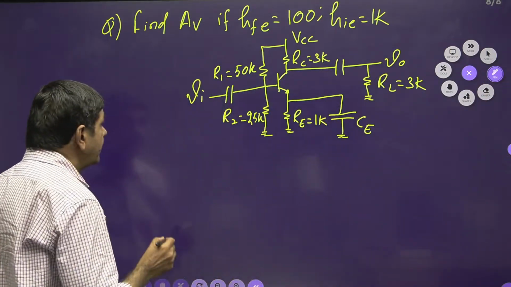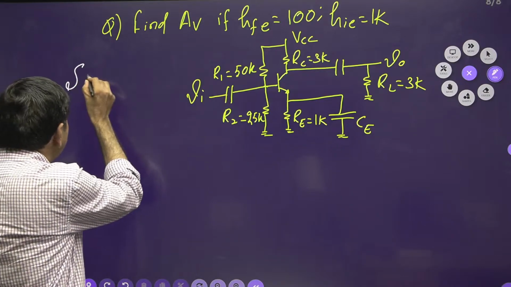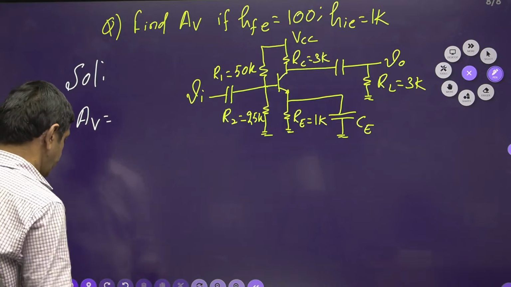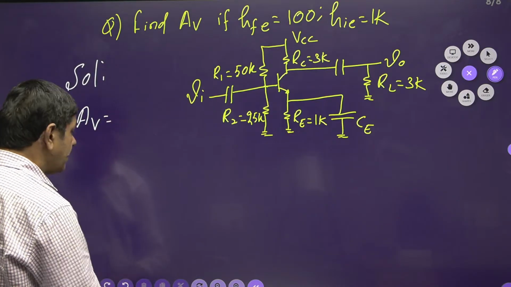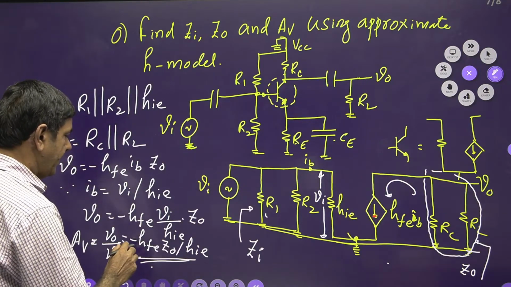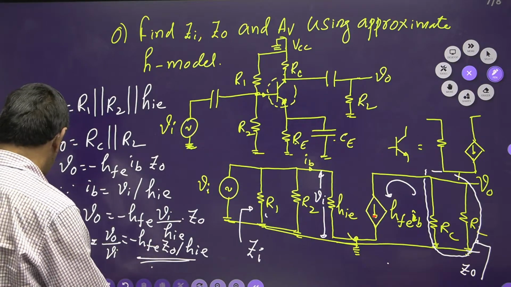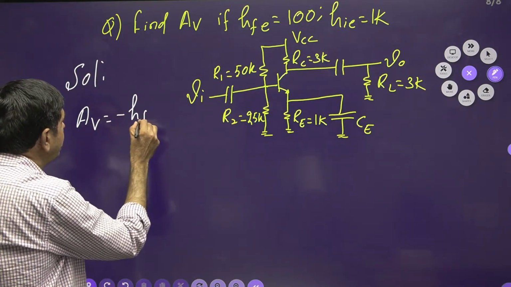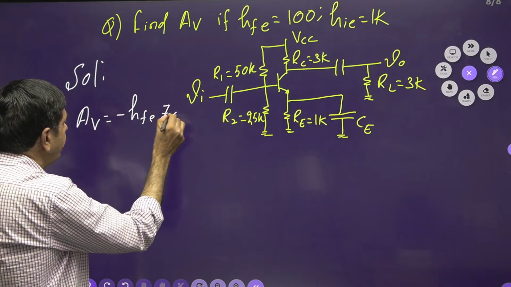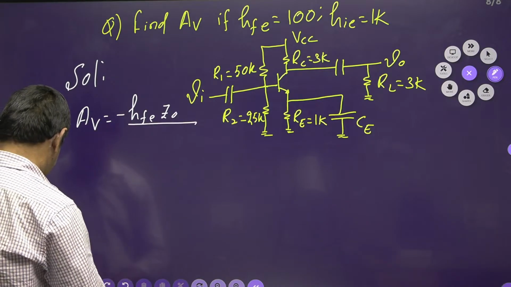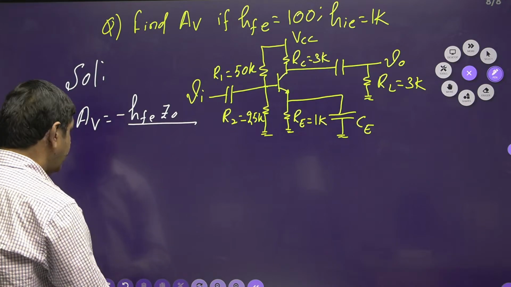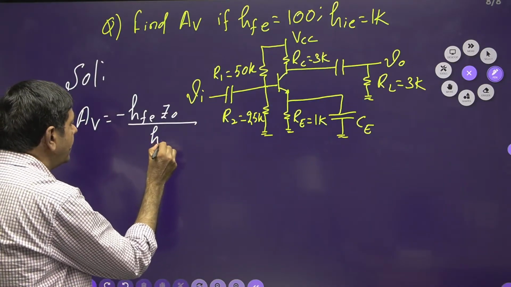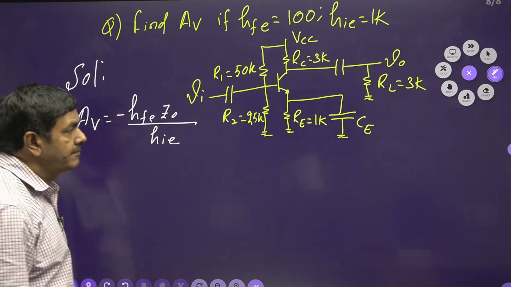I wish to find voltage gain. The voltage gain AV is equal to minus HFE into Z0 divided by HIE. I gave that formula already.